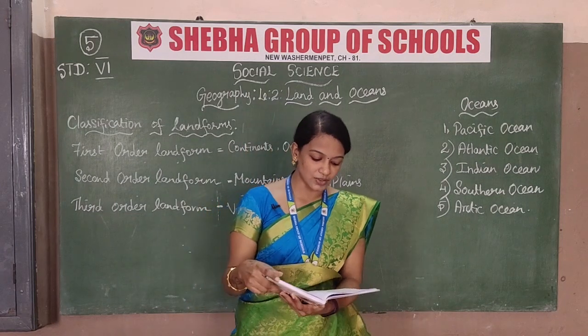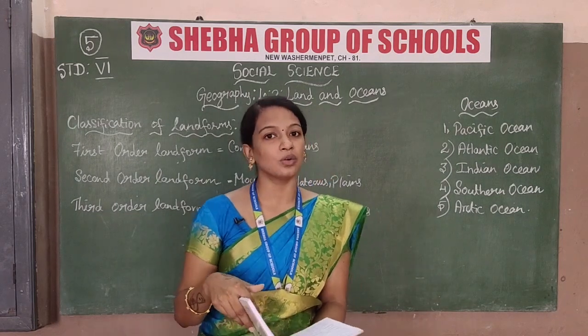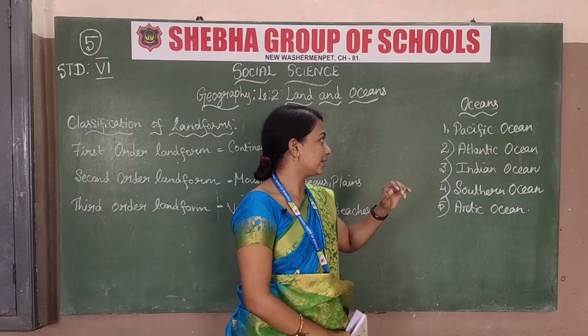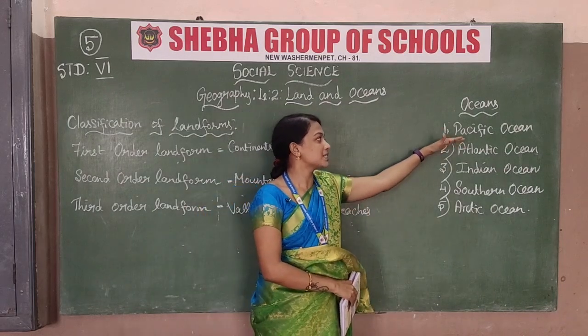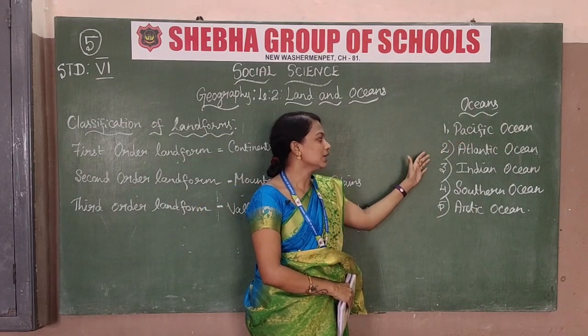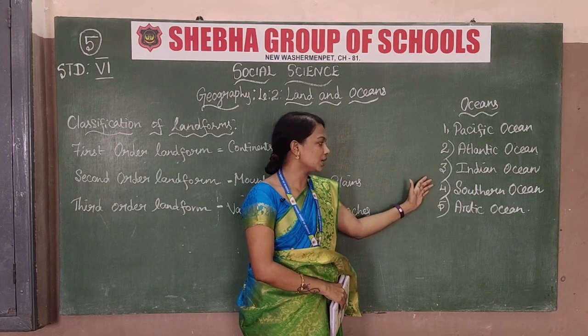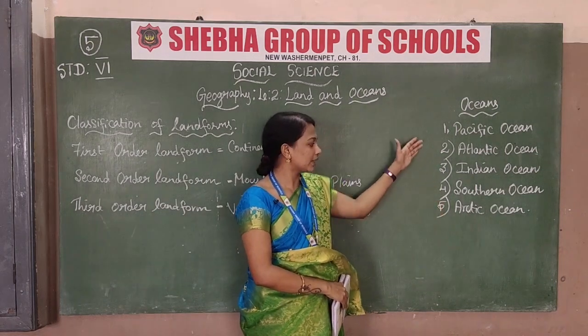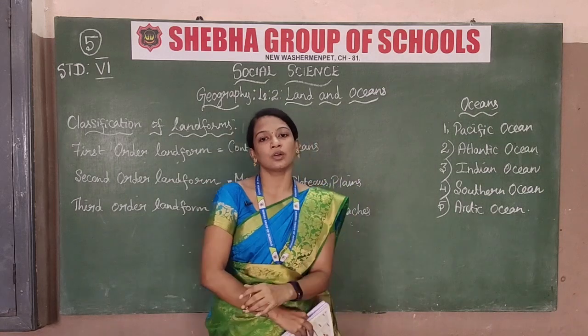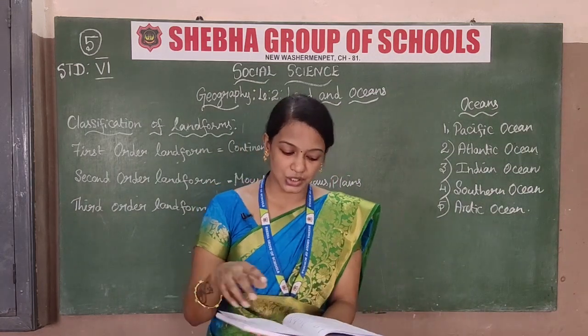So next we are going to see the oceans. About the oceans we are going to study. I already told you what oceans we have: Pacific Ocean, Atlantic Ocean, Indian Ocean, Southern Ocean and the Arctic Ocean. So there are 5 oceans. We are going to see the explanation about these oceans now.